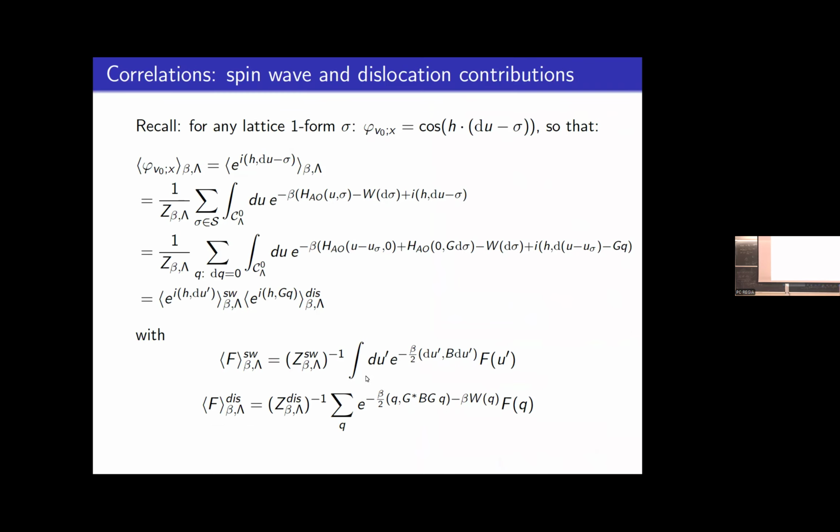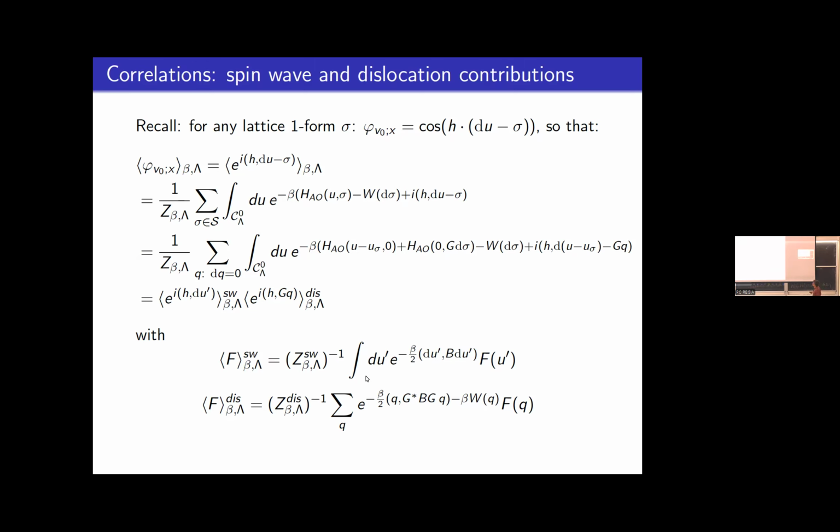Okay, this decomposition is the key to this factorization of the correlation functions that I alluded to when I said that we can separate spin wave degrees of freedom and dislocation degrees of freedom. Here I'm noticing other typos, so there should be a plus here, a plus here. I will correct this and then send the updated version later.